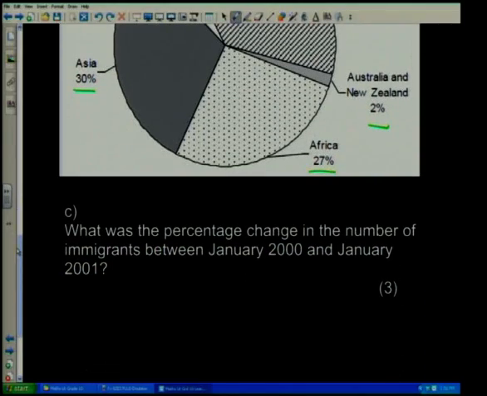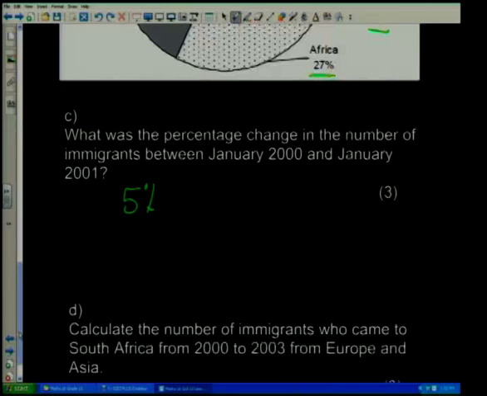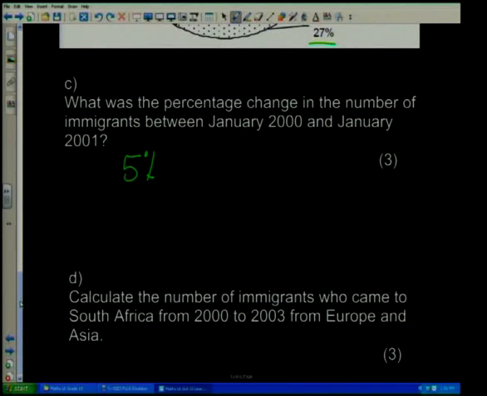What was the percentage change in the number of immigrants between January and June? You see, I know these questions. We've just done that calculation, so we can do the calculation again. We've done it. So our percentage change was 5%. What is our next question? Calculate the number of immigrants who came to South Africa from 2000 to 2003 from Europe and Asia. We're looking at Europe and Asia, and we want the number.